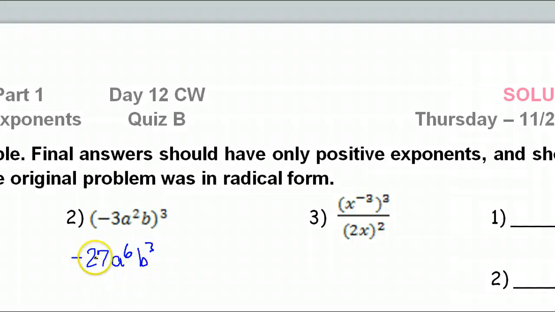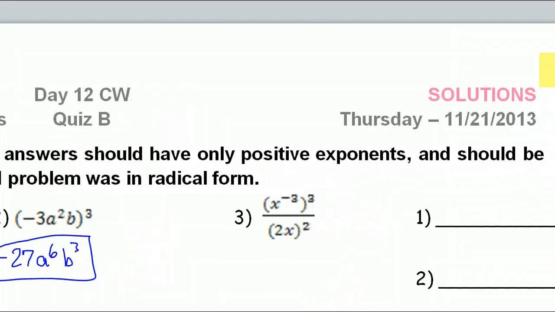Am I going to take this -27 and drop it down to the bottom because it's negative? No, I will not. You don't drop down negative numbers. Only things with negative exponents. This is not an exponent, so this stays right where it is.